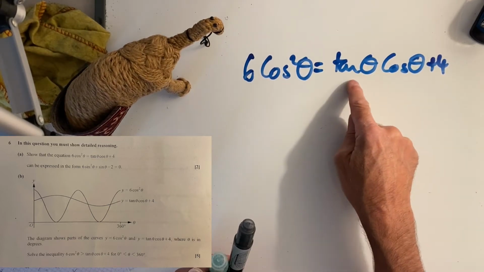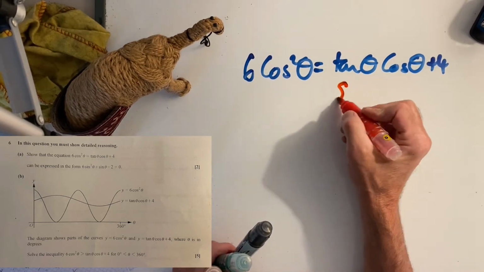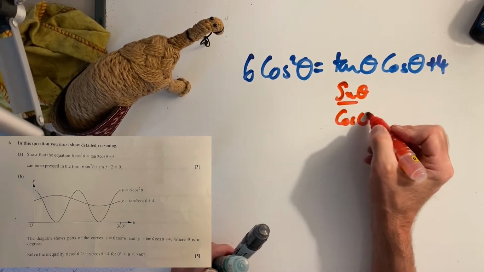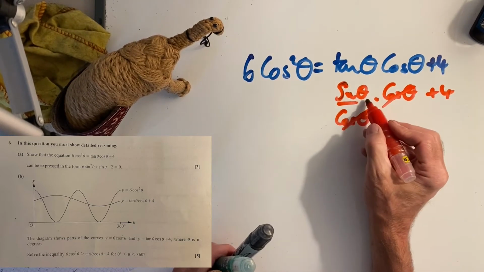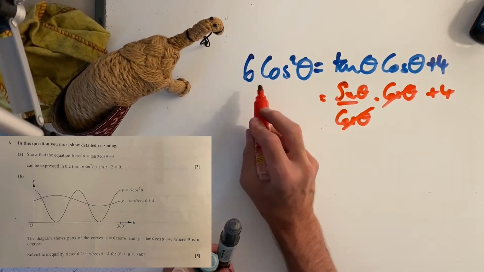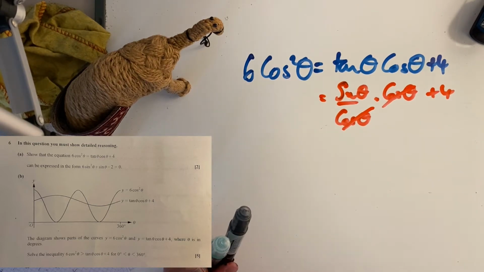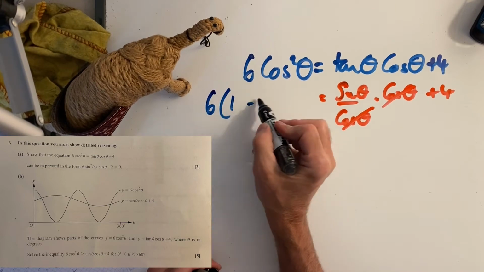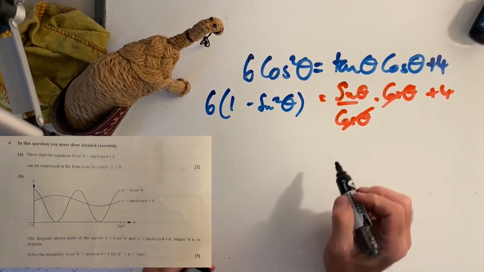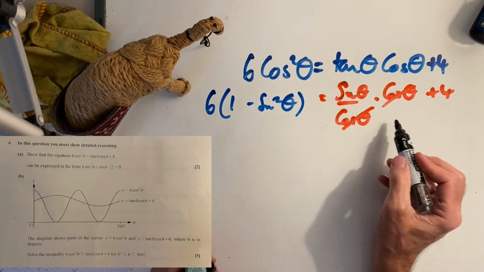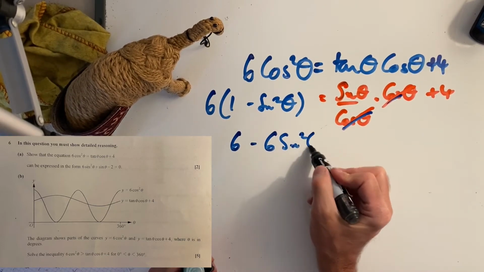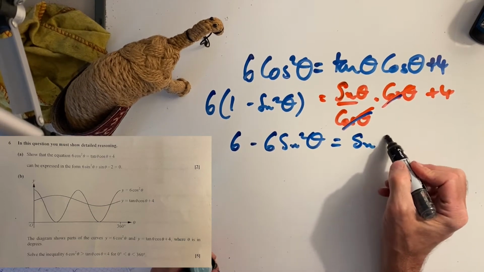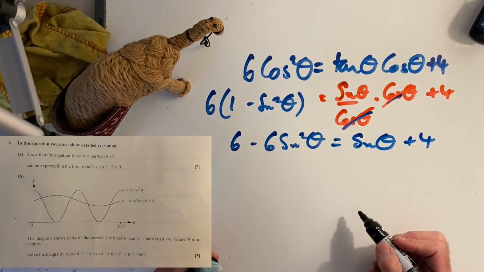Now tan is sine over cos, so that's sine theta over cos theta times cos theta plus 4, which means that we're getting to sine here. So I want to change that to sine, and I can say that's going to be 1 minus sine squared theta, so it's all times by 6. So I get 6 times (1 minus sine squared theta). Now let's tie this all up. That cancels out. That becomes 6 minus 6 sine squared theta equals sine theta plus 4.